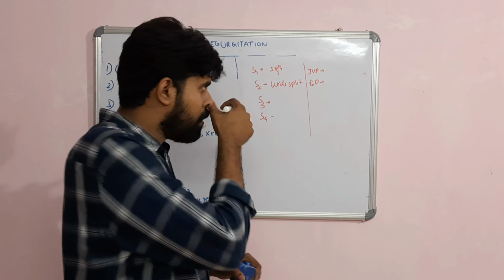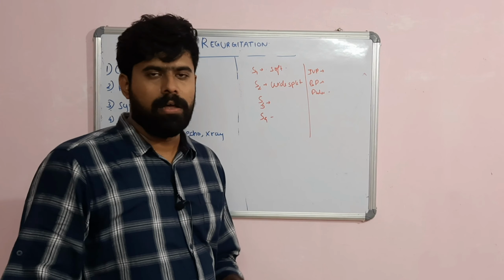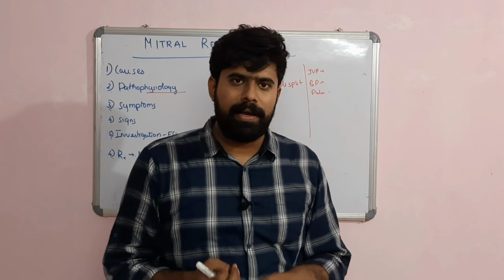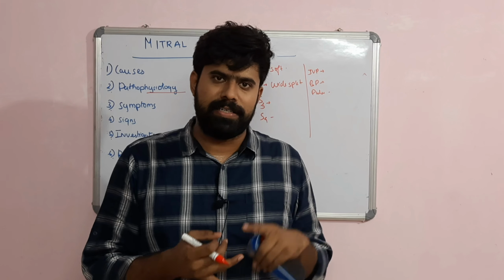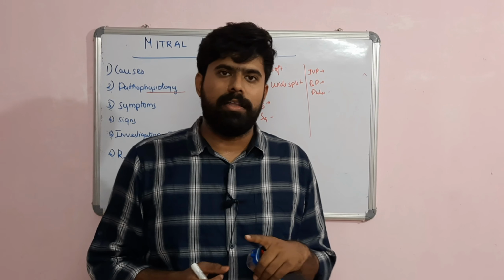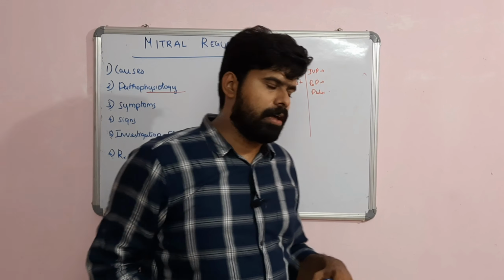Then the blood pressure can be normal, but in an acute MR, there will be hypotension. The pulse volume can be normal or it can even be low in a case of acute MR. So these are the basic findings. Also, the apex will be shifted in hyperdynamic circulation. With eccentric hypertrophy, it will be shifted down and out. Then, in the hyperdynamic circulation, there is presence of a systolic thrill over the apex.